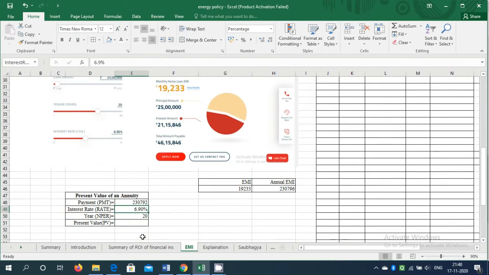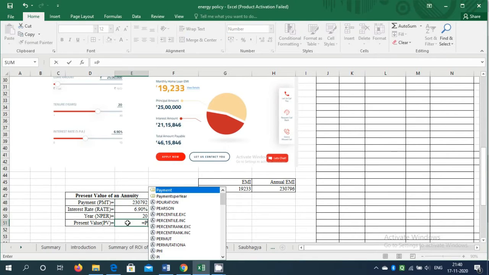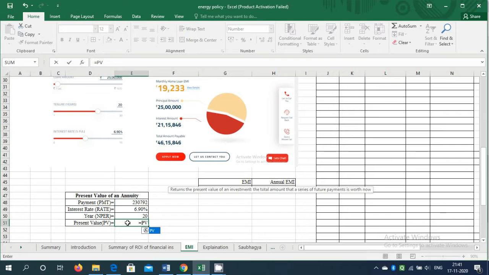So the payment is 2,30,792. Interest rate is 6.9, it is 6.9 from here. Year, that is 20. Then Excel has a built-in function whereby you can calculate the present value, meaning on today's date what the value of this is. Present value. Then I press enter. Then I'll write the interest rate.